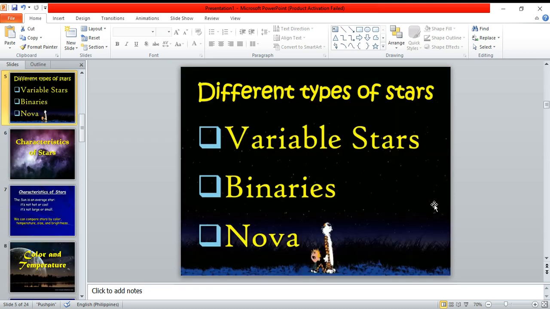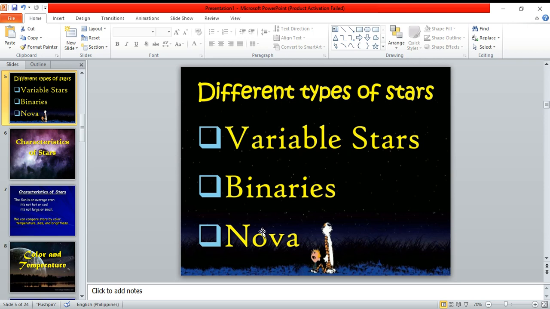There are different characteristics or different types of stars, which are variable, binary, and nova stars. A variable star is a star whose brightness as seen from the Earth changes. The changes in brightness of variable stars may be periodic, semi-irregular, or completely irregular. A binary is a star system consisting of two stars orbiting around their common barycenter. A system of two or more stars is called a multiple star system.